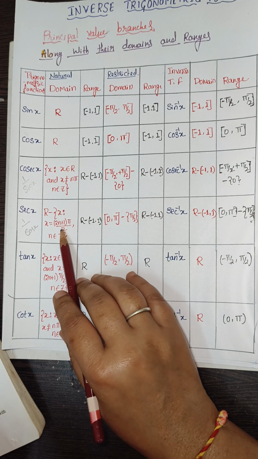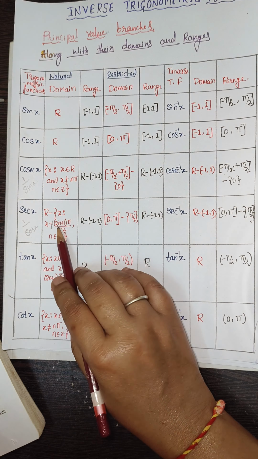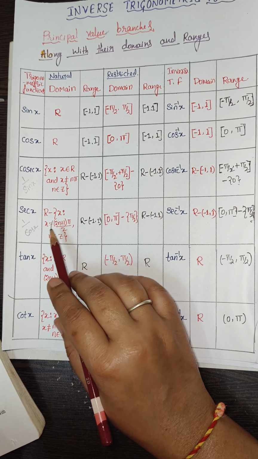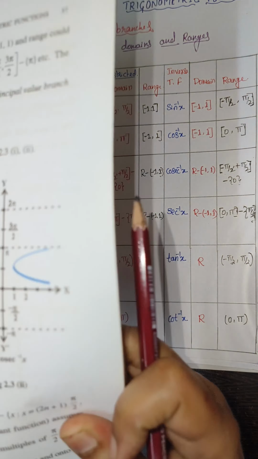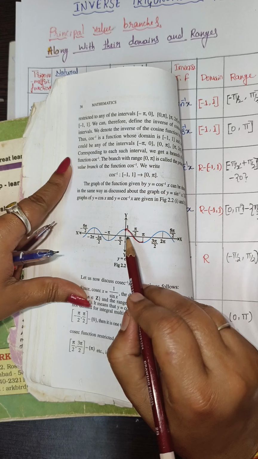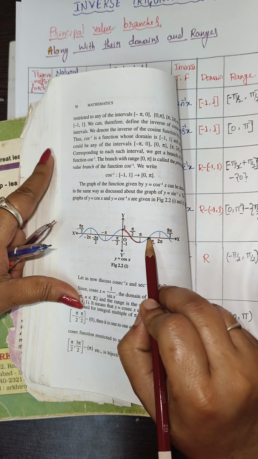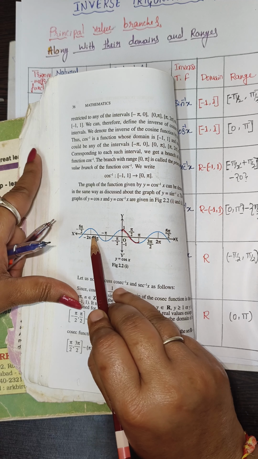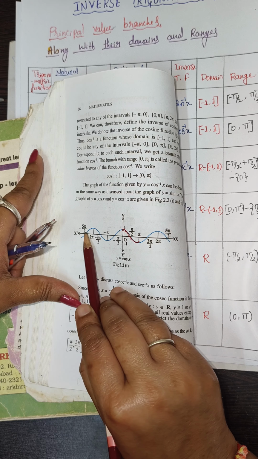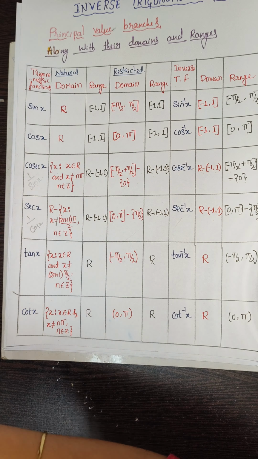Except x should not be equal to (2n+1)π/2, because at all the π/2 points, I will show the cos x graph here. Just see the cos x graph. Cos π/2 is 0, cos 3π/2 is 0, cos 5π/2 is 0, cos −3π/2 is 0, cos −5π/2 is 0.